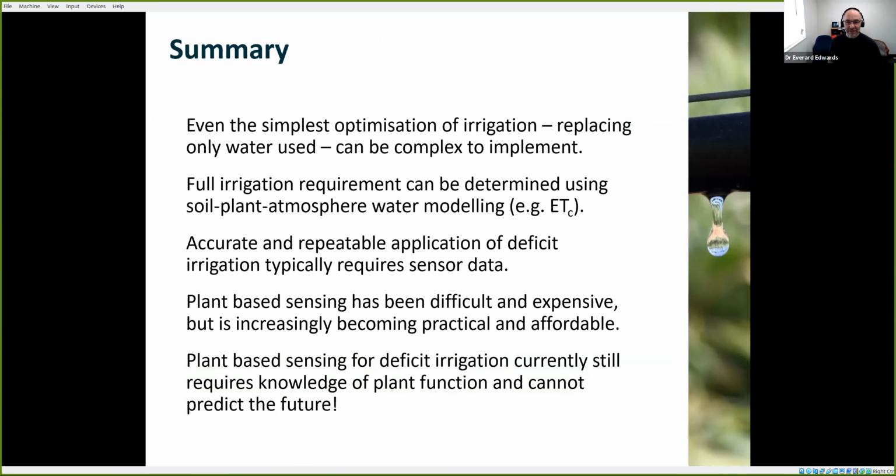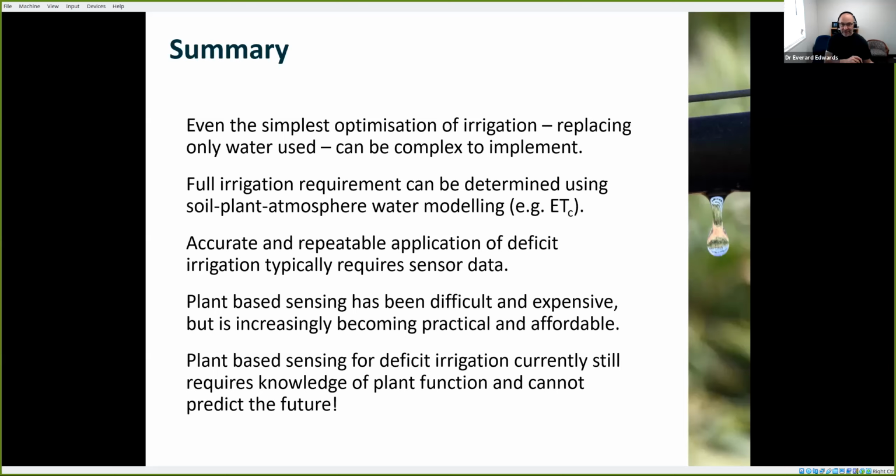So just to summarize, when we think even of the very simplest optimization of irrigation, replacing only the water use, it can actually be quite complicated to implement and require quite a lot of information. On the other hand, we can do full irrigation without direct measurements other than knowing weather, climate conditions, and some information about your vineyard. But I do think that if you want to have accurate and repeatable application of deficit irrigation that's reliable from year to year, it's really quite difficult to do that either without a lot of experience, which you may have, but other managers may not, or without using sensor data.